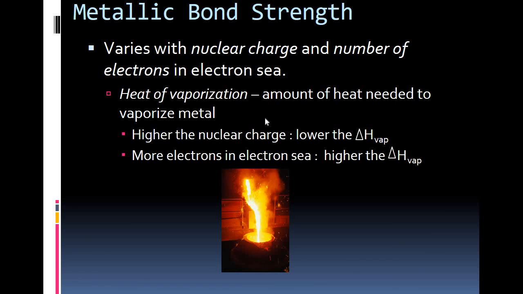All right, your metallic bond strength varies with nuclear charge and the number of electrons in the electron sea. So those are two things it depends on. What the positive charge is going to be and how many electrons are in that electron sea. So the heat of vaporization, it's the amount of heat needed to vaporize. That means go from either a solid or liquid to a gas. The heat of vaporization is lower with a higher nuclear charge. So the higher the number of protons, the lower the heat of vaporization. It doesn't take as much heat to vaporize it. The more electrons, though, the higher the heat of vaporization.